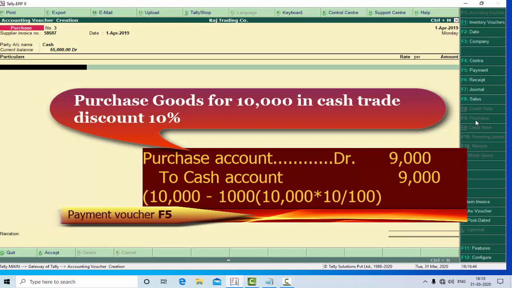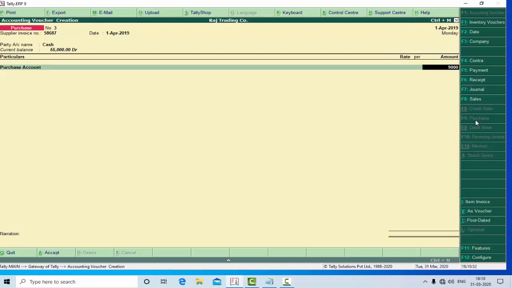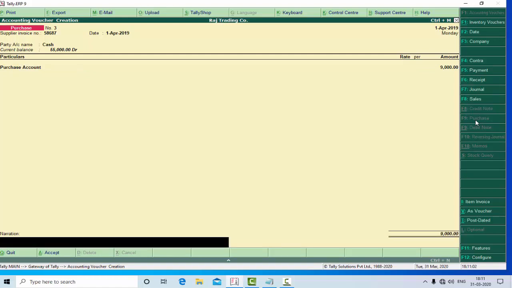If payment is made by check, you can select the bank or credit the purchase, and the amount 9,000. Goods are 10,000, but a 10% trade discount is given, and after deducting the trade discount, the amount will be entered. So I think you understand how trade discount is treated in accounting.